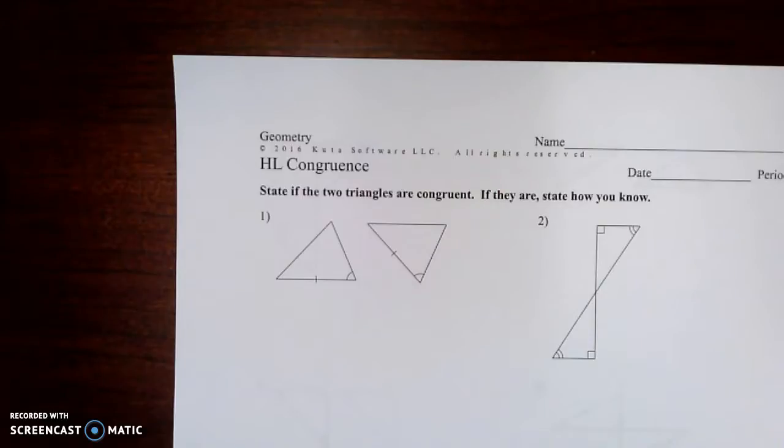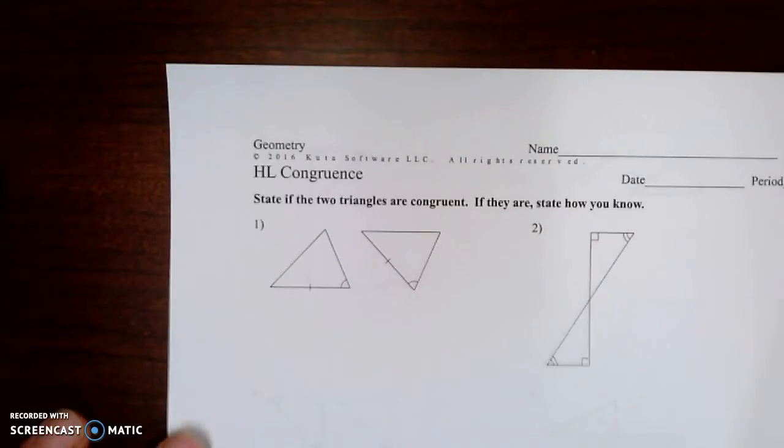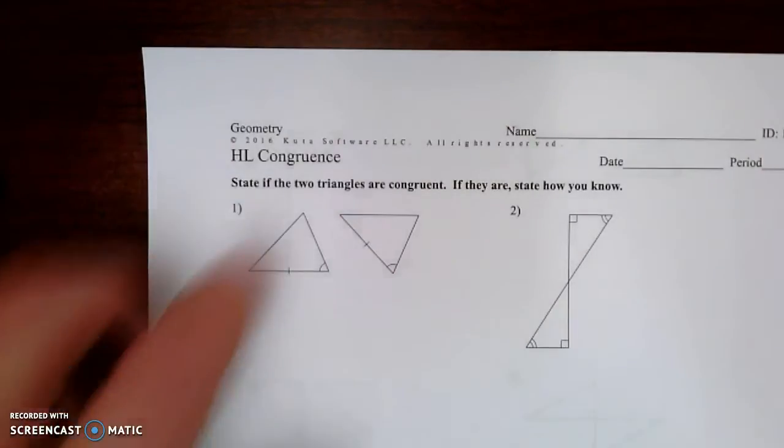you have enough information to show that the two triangles are congruent. So in this particular case, right off the bat, if they are not right triangles, then on this particular worksheet, they're not congruent, because everything here is either hypotenuse leg congruent or not congruent at all. Okay. So let's take a look at this one.